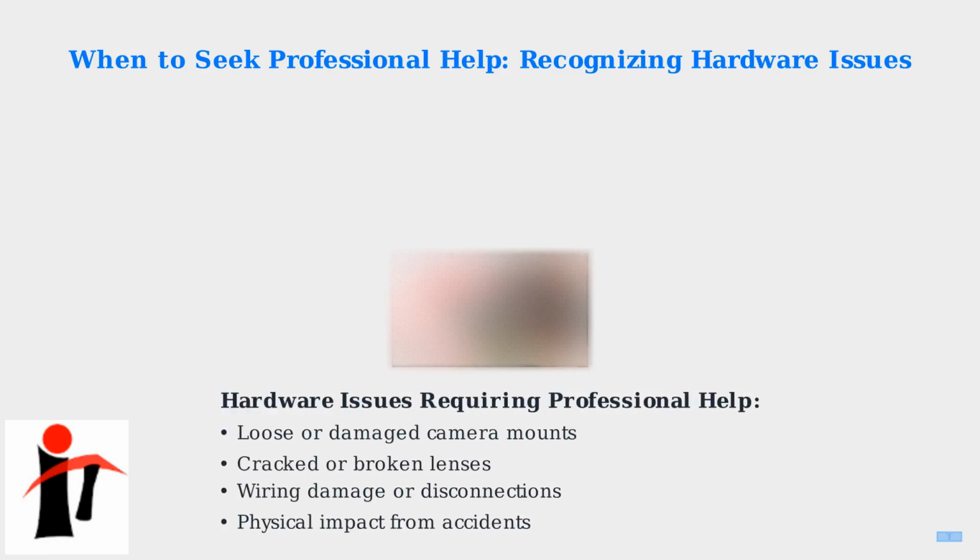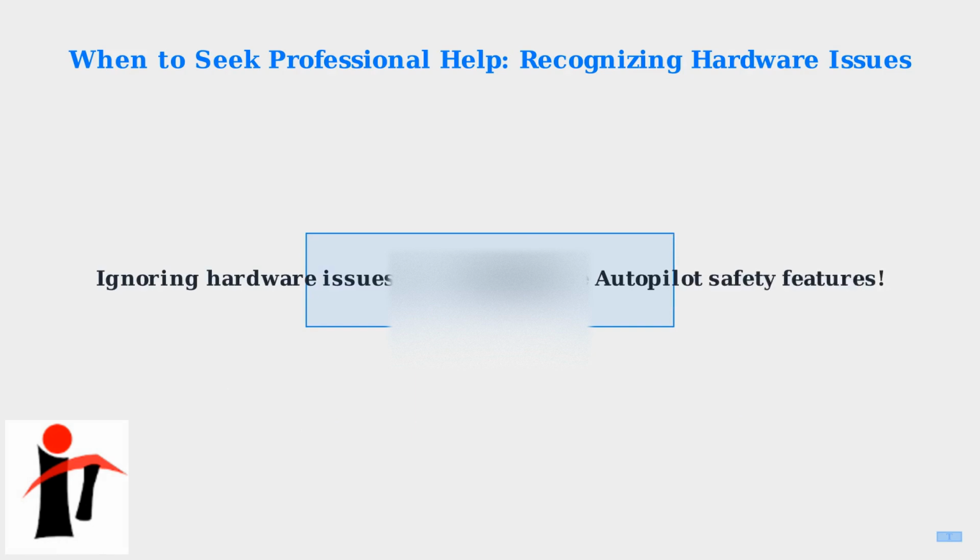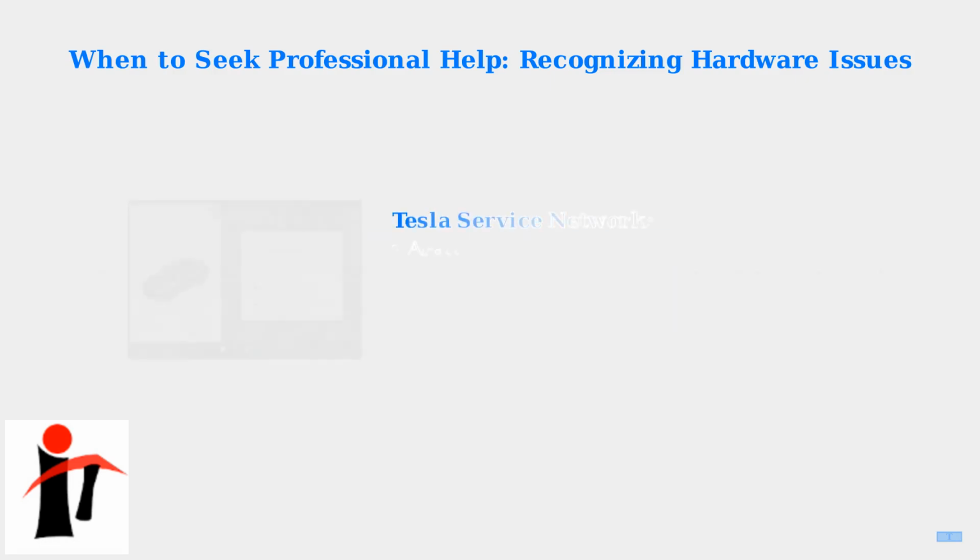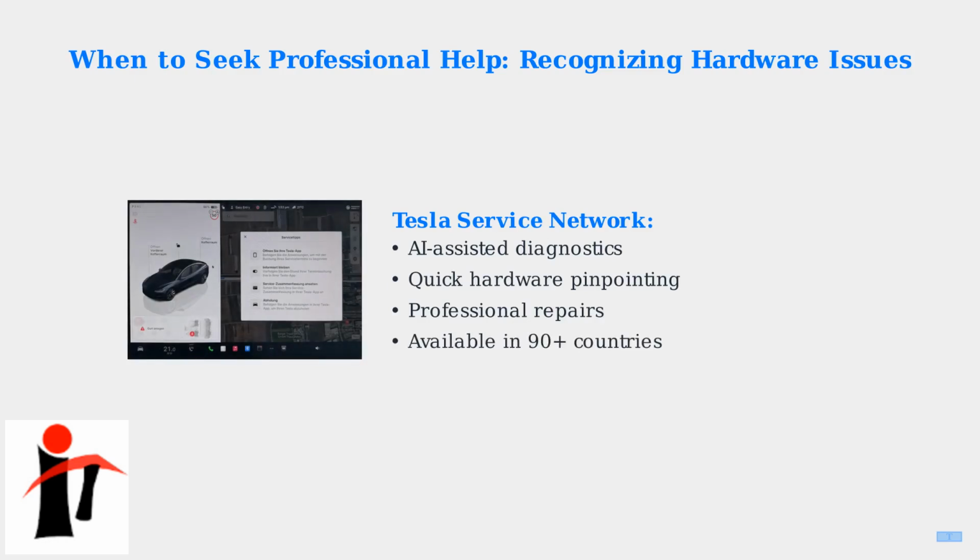Common hardware problems include loose camera mounts that can shift during driving, cracked lenses that distort vision, wiring damage from impacts, or any physical damage from accidents, even minor ones. Ignoring these hardware issues is dangerous because they can compromise your autopilot and full self-driving safety features, potentially leading to system failures during operation. Tesla's service network uses AI-assisted diagnostics to quickly identify hardware problems. Their certified technicians can perform precise repairs, with service available in over 90 countries for fast resolution.